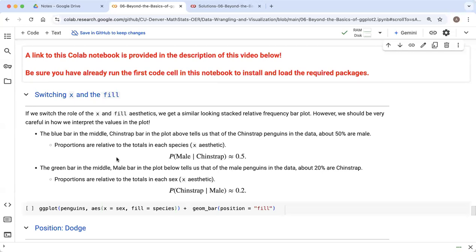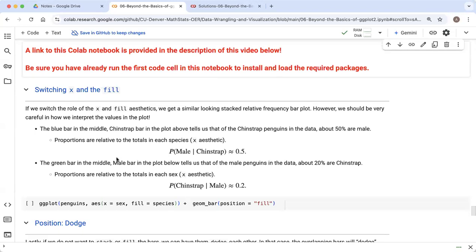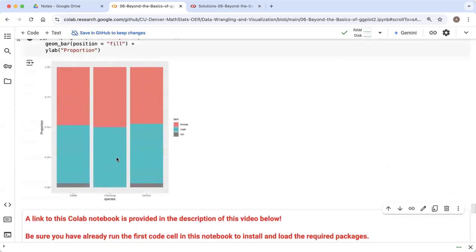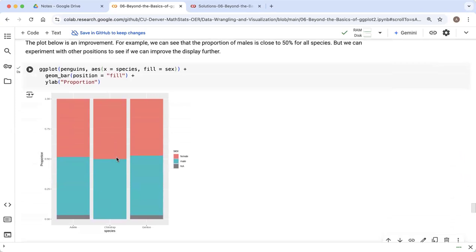Okay, welcome everybody. In this video, I want to think about how we can carefully read these stacked bar plots, and in particular, these relative frequency stacked bar plots. So in the previous video, we ran this code cell above, and we created this stacked bar plot.